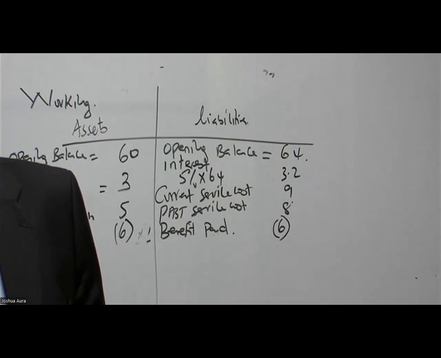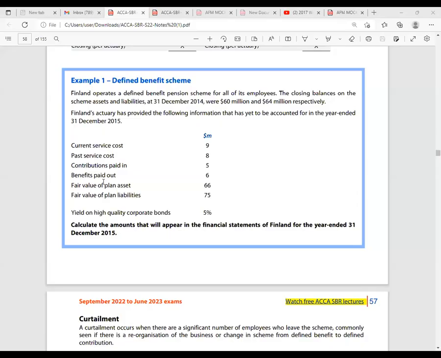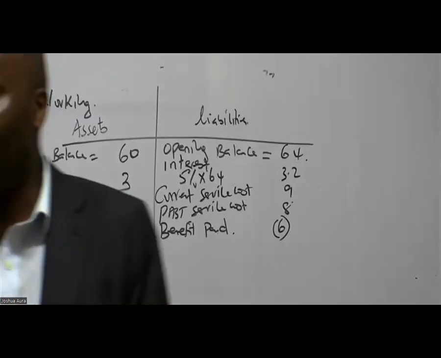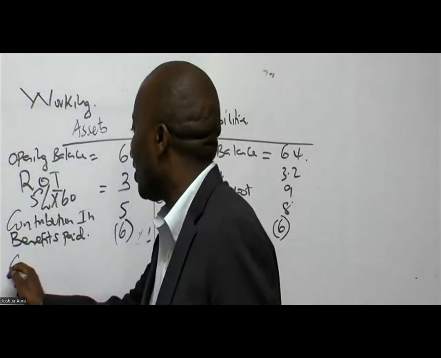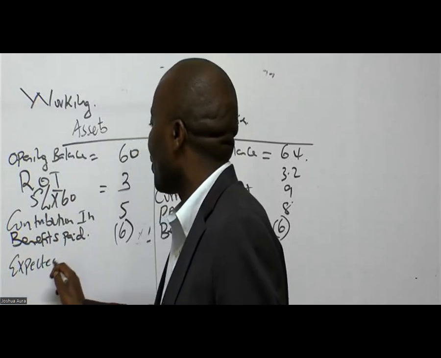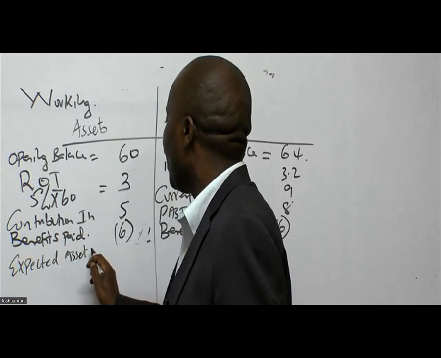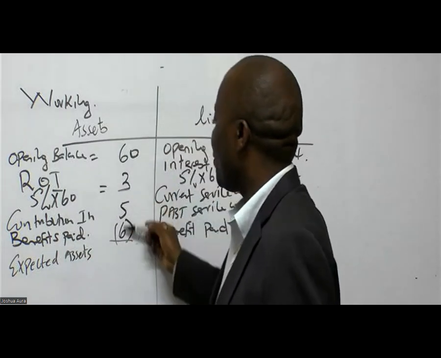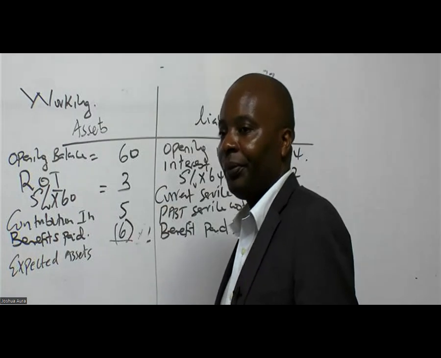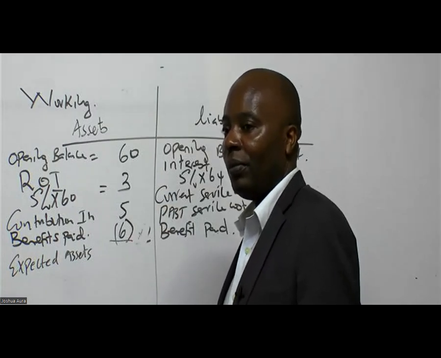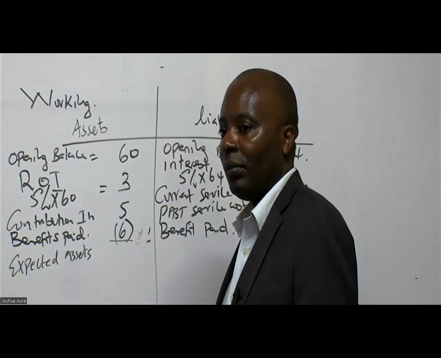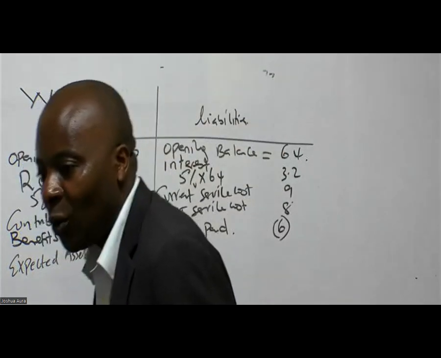So we go to the last one. What are we being told here? Nothing really. These are the plan assets and plan liabilities at the end. So could you kindly give me the expectations? What is the expected assets at the end? Take this plus this minus 6. Give me a figure. So from Bernard, Lucy, 62.